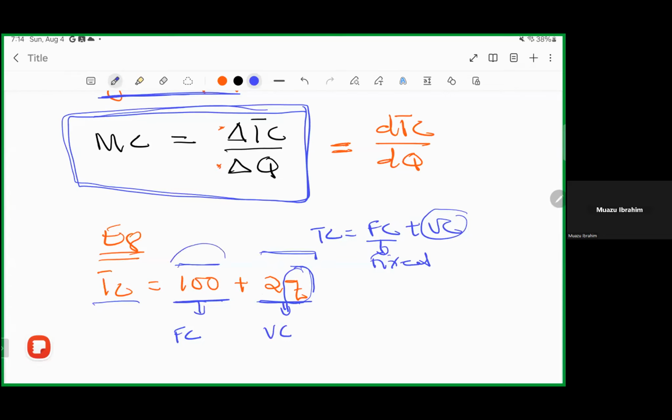So any amount that is standing alone in the total cost function is the fixed cost, and all the other side where you will find Q or output attached to them, they are part of the variable cost.